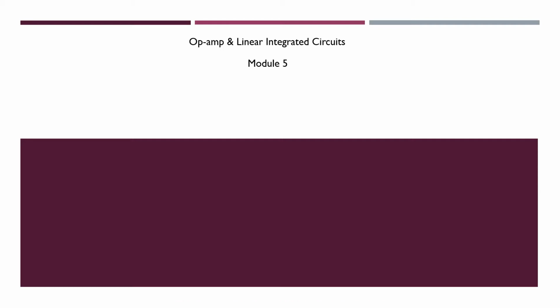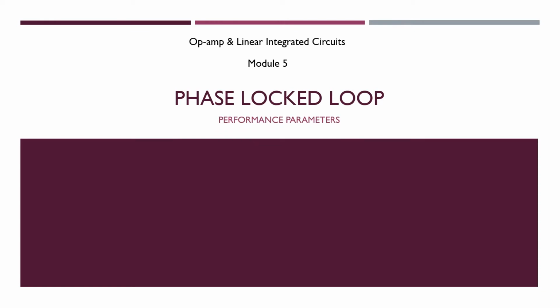In this session, we will be discussing the performance parameters of phase locked loop. We will be discussing the first performance parameter in this session and further moving on to the other performance parameters in the next sessions. The first performance parameter of this phase locked loop is the loop gain. Since it is a phase locked loop, it is a feedback system, so the loop gain is a very important parameter of the entire system.